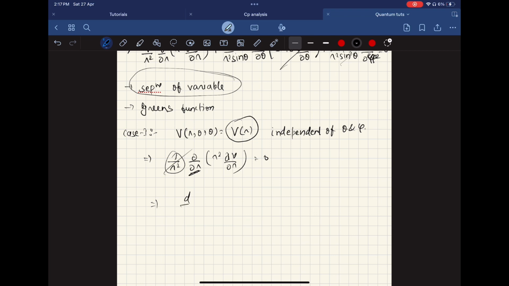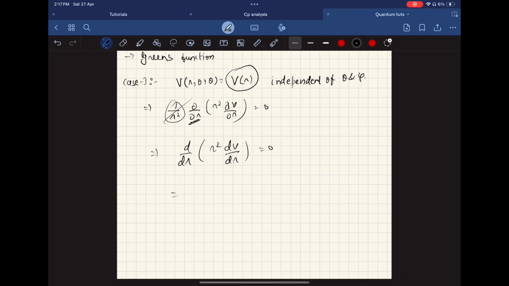So this 1 by r square goes to the RHS and becomes 0. So we have d by dr of r square dV by dr equals 0. From here we can say that dV by dr is equal to A upon r square. From here we can say that V is of the type minus A over r plus B.